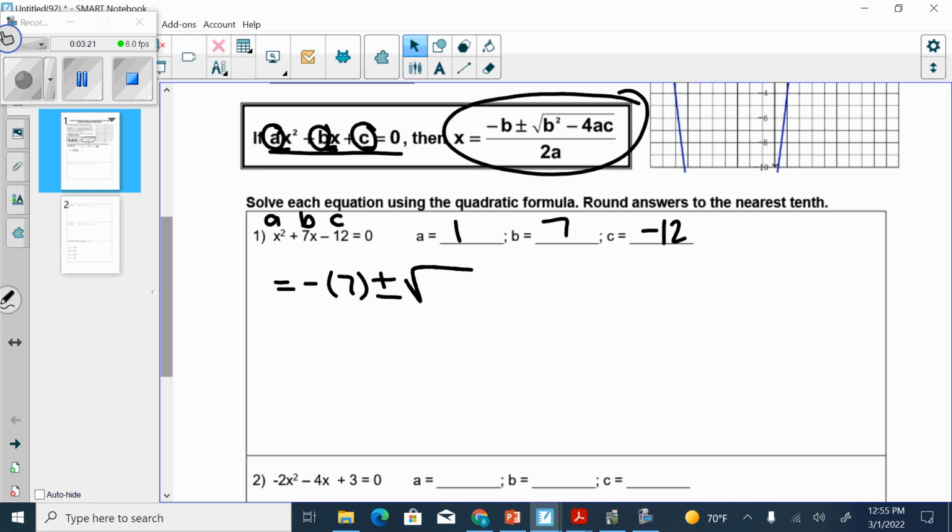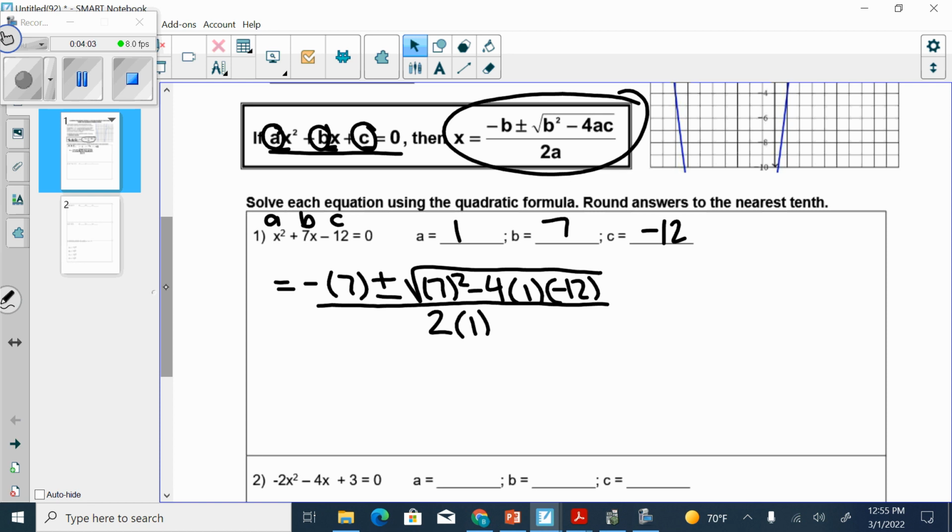Okay? And then you have this really big square root, and underneath it, you're going to have b squared. Well, what did we say b was? So we have 7 squared minus 4 times a. What did we say a was? Good. Times c. And what did we say c was? Good. And all of this, the whole thing, even the negative and the 7 from out in front, is all divided by 2 times a. And again, what did we say a was? Good.